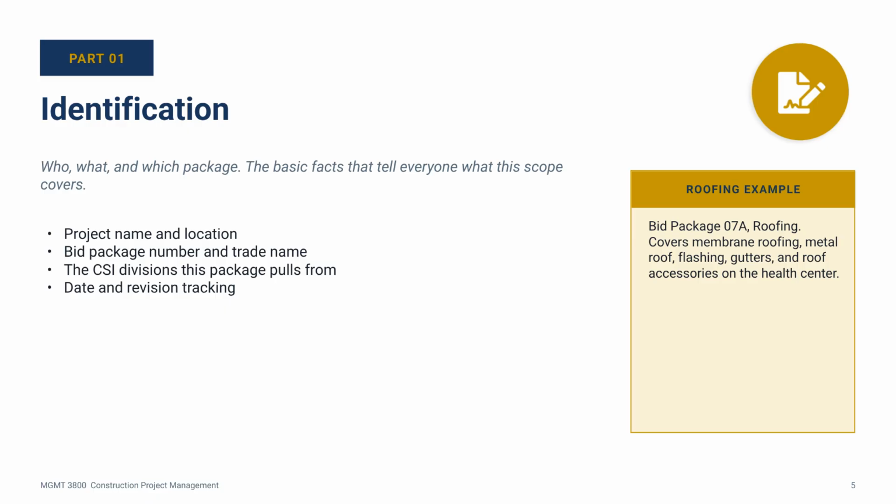On a real construction project, you will see 10 or 15 bid packages going out at the same time. If the identification block is wrong, the wrong contractor gets the wrong scope. Bidders price the wrong work. People show up confused. So get this right and treat it like the cover sheet of a serious document. The roofing example on the slide tells you that bid package 07A covers all the roofing related work. The roofer who picks this up knows immediately what they are looking at.